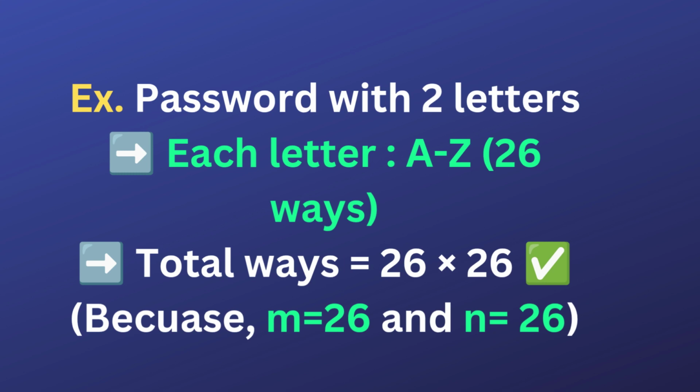For example, if a password has two letters and each letter can be from A to Z, then the first letter has 26 possibilities and the second also has 26. So total number of ways is equal to 26 into 26.